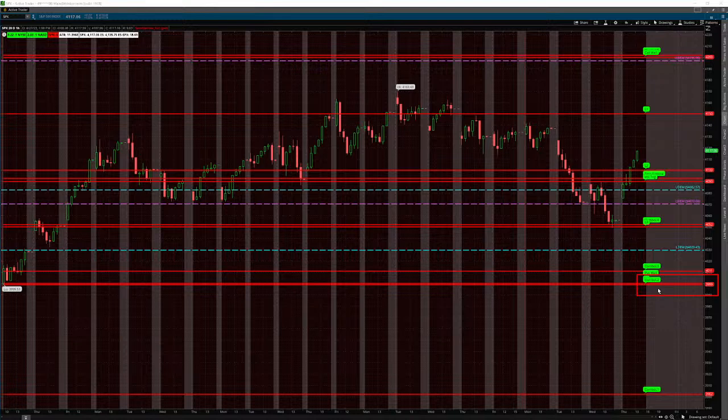There's the put wall. That's the strike with the largest net negative gamma. Again, at 4,000, that can be expected to act as support. And that is also the key gamma strike. That's the strike with the largest absolute gamma. And then the volatility trigger is at 490. And that's a very important level.